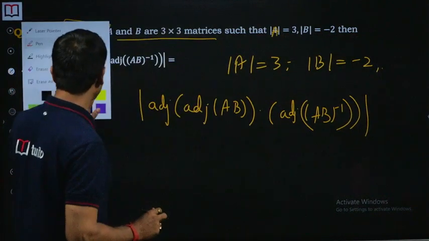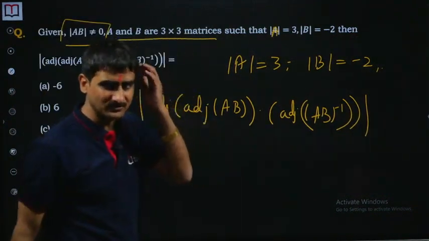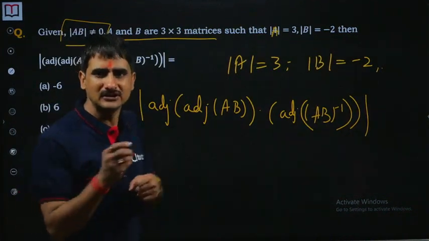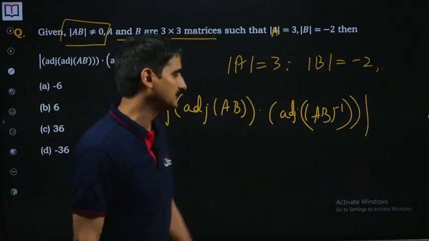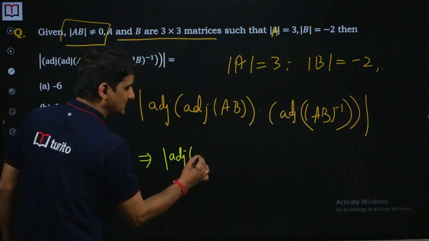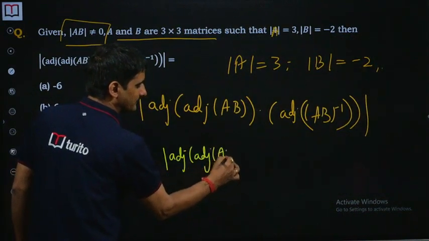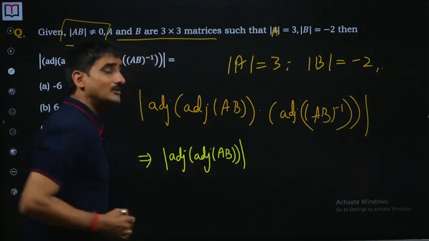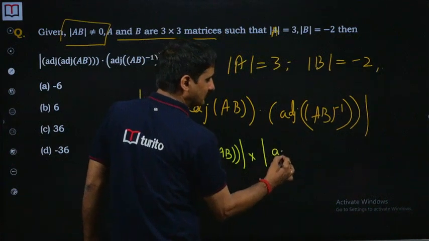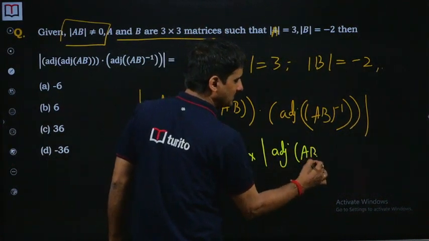See, this is one question which I will say I just framed looking at the trend of the questions. Okay, so I just tried to use something else using inverse within adjoint and those things. So the first property we will use is that determinant gets distributed over the product. So we can write it as this into determinant of adjoint of AB inverse.